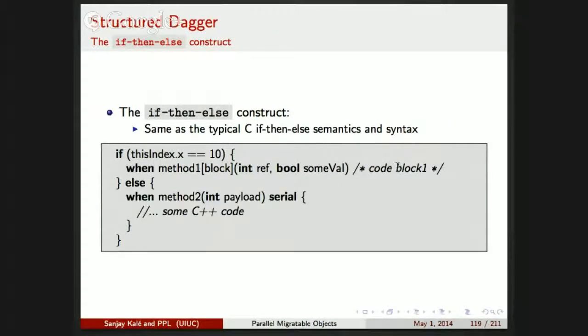It also provides a lot of control flow constructs that you'll see in C. So you can have if then else in the SDAG code. In this case, if we're the 10th or the 11th chare in the array, we'll wait for this method. Otherwise, we'll wait for a different method. So you can have the control flow dependent on fields in the chare itself.